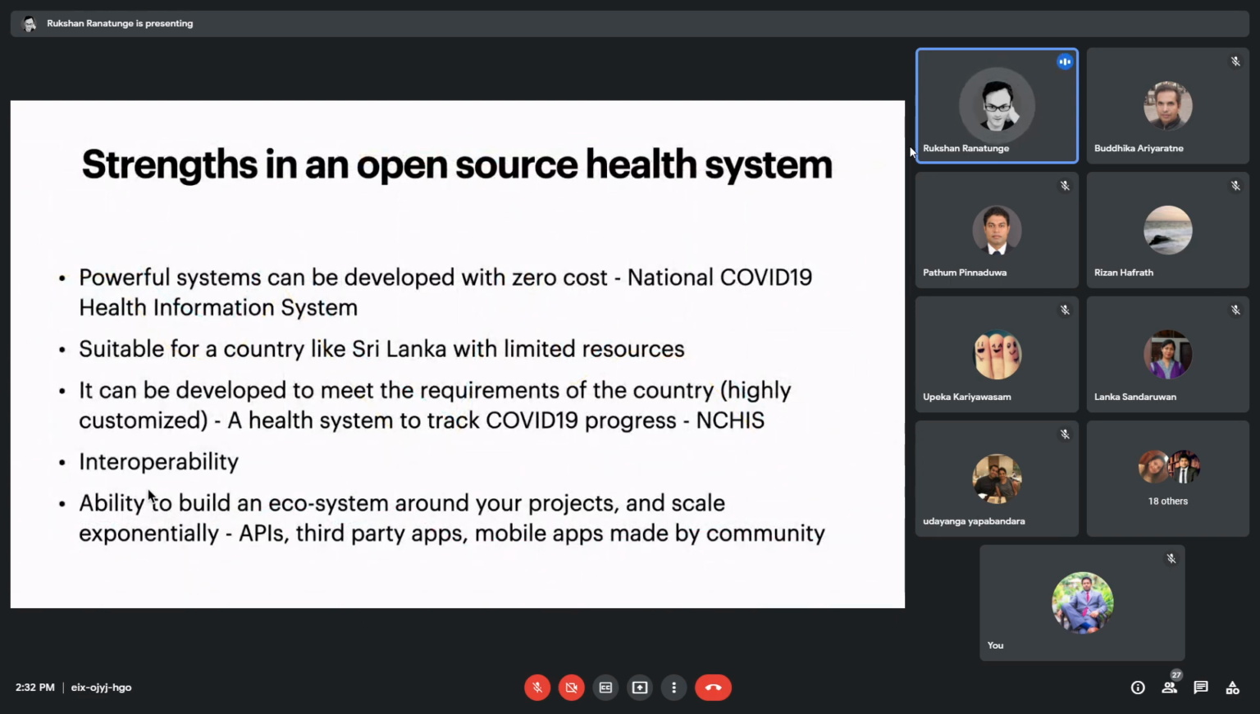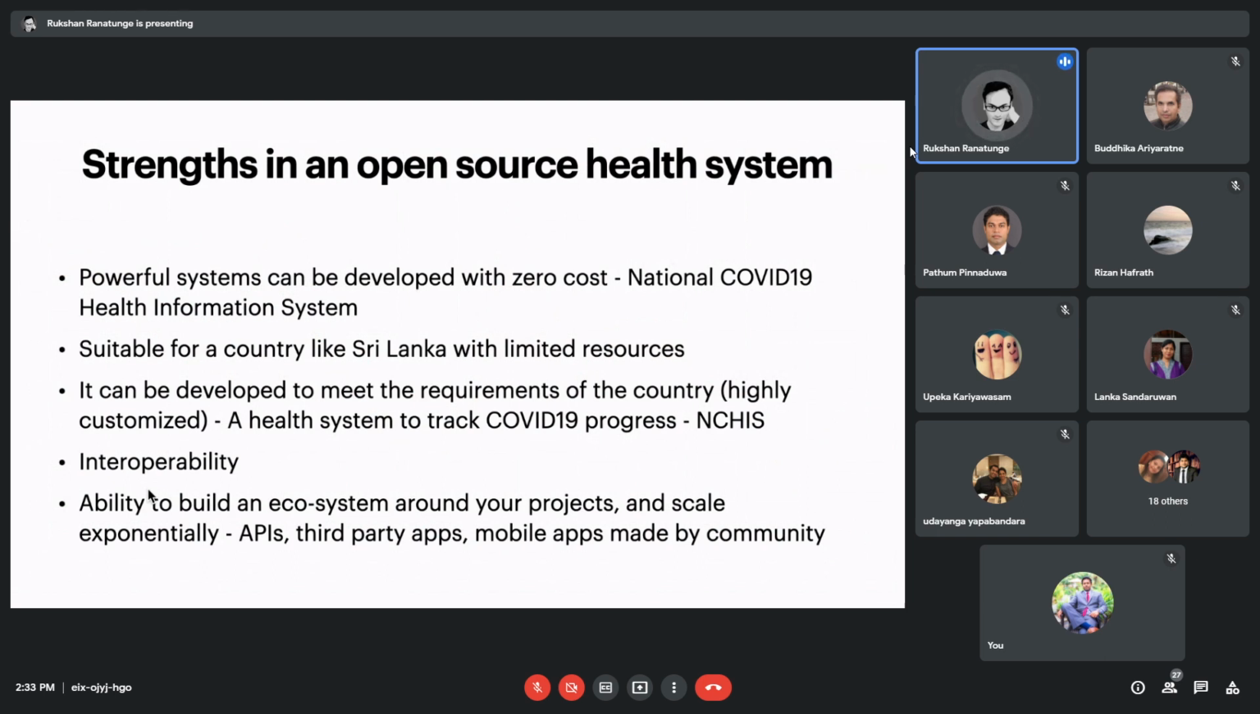Talking about more strengths in open source, when developing an open source health system, a powerful system can be developed at zero cost. For example, the National COVID Health Information System is a zero cost system. So we didn't have to spend any amount of money to develop the current system. If we had outsourced it to a company or institution, it might have cost around millions of rupees to develop the system to its current state. And we were able to do it without spending any amount thanks to the open source nature.